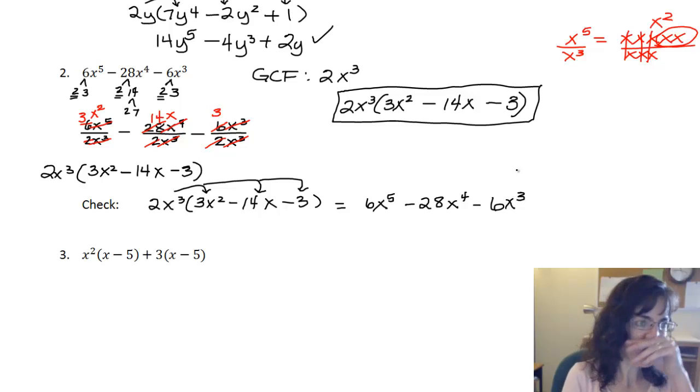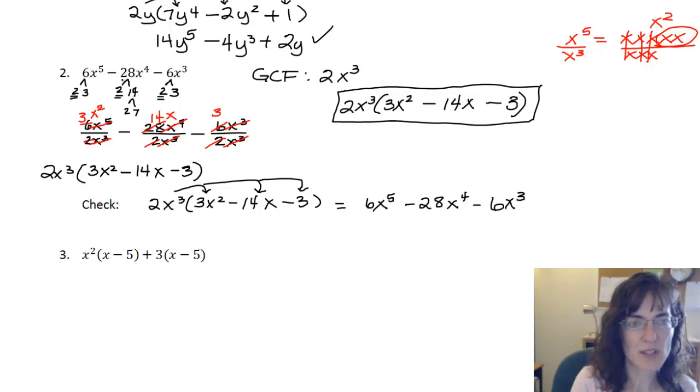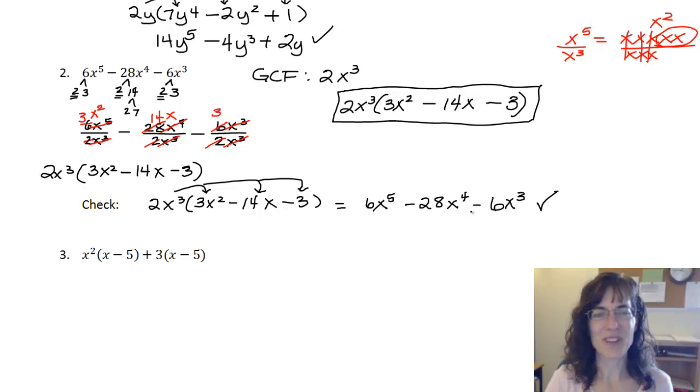I want to double check, does that match what I started with? 6x to the 5th minus 28x to the 4th minus 6x to the 3rd. It is exactly what I started with, so that one's correct.